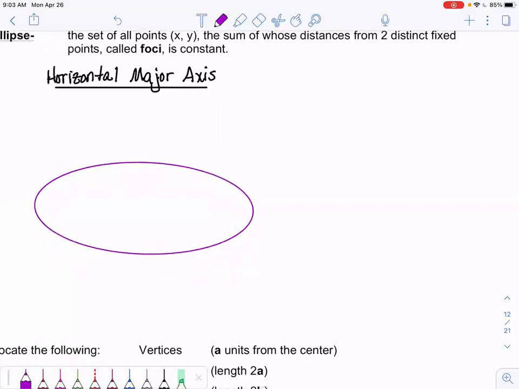So the first thing that we're going to label is our major axis. The major axis is from tip to tip, connecting the entire ellipse together. So from one side to the other of the ellipse, that's called the major axis. And this one is horizontal. Again, that's the longest distance.